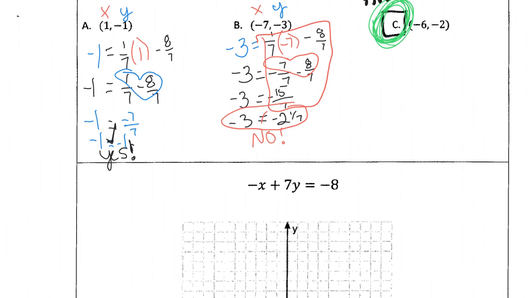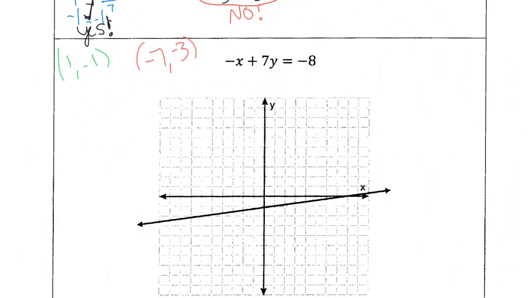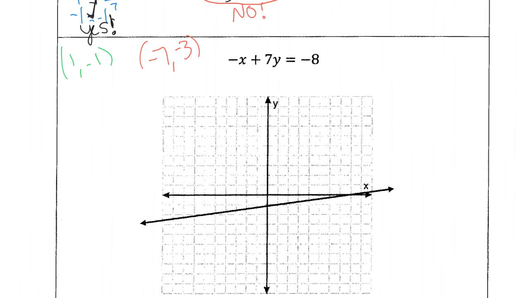So let's look at this graph real quick. A was the ordered pair 1, -1. And B was -7, -3. So I have this graph down here with this line. So this line is graphed below. So I can take these ordered pairs and see if they are on my graph. So I'm going to 1, -1, which means I go over to x and down 1. So there's A. Is A on my line? Yes, right? So that's why it's a solution, because it's on the line.